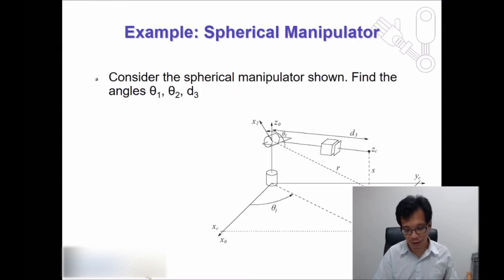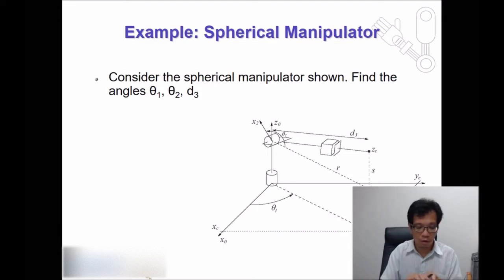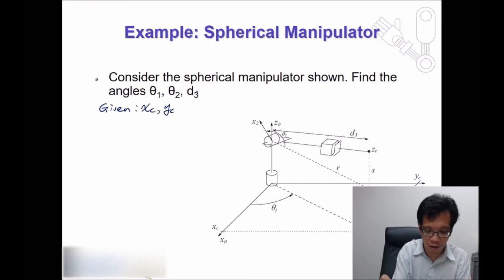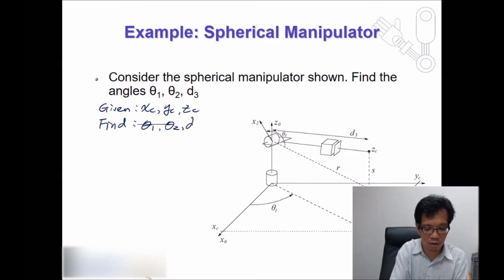Let's work on a second example. The second example is similar to the first one, but a little bit different because we have 2 rotational movements, but the third one is a linear displacement. So we are given xc, yc, and zc. We try to find theta 1, theta 2, and d3.